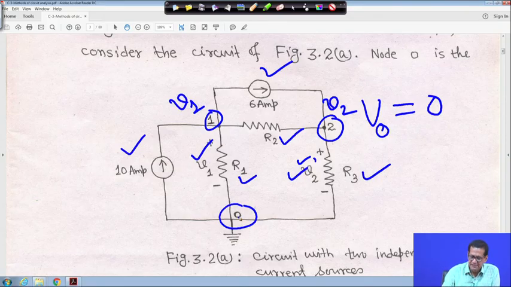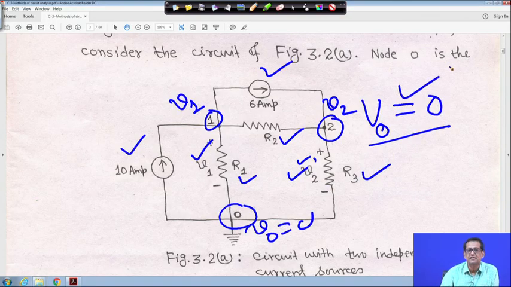This potential is 0. So V0 is 0, that means the voltage V0 is equal to 0, which I have written here. This node voltage is V1, and this node voltage is V2, instead of writing V1 and V2.